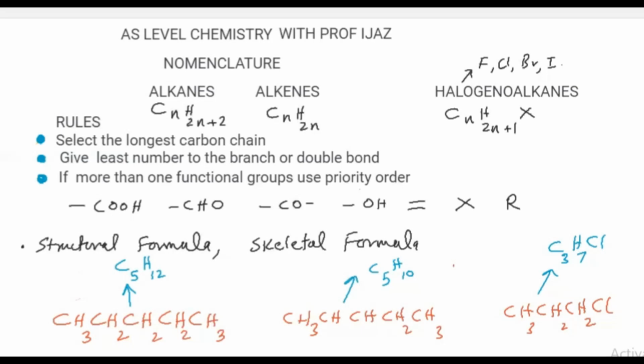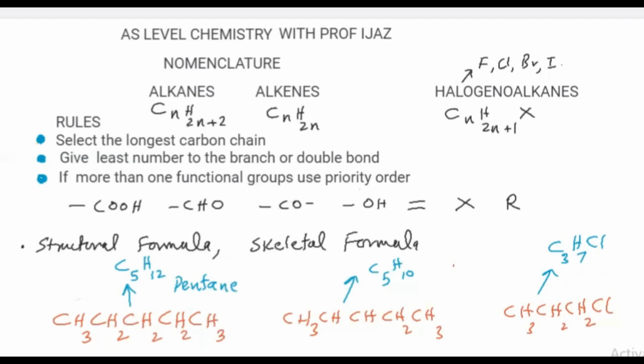Number one, select the longest carbon chain. Now you can see that there are 5 carbon atoms, so that's why this is pentane. Pent is the code or prefix for the counting of carbon atoms, and ane is the suffix or ending code. So this compound is pentane.